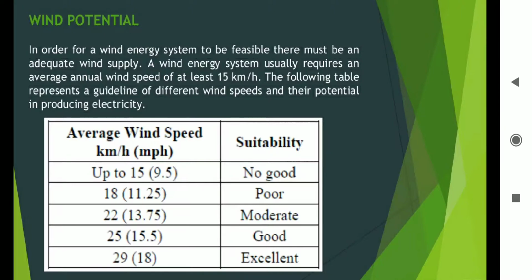Next and most important thing is wind potential. We can't put this wind energy anywhere. There is some limit or suitability where we use this wind turbine.